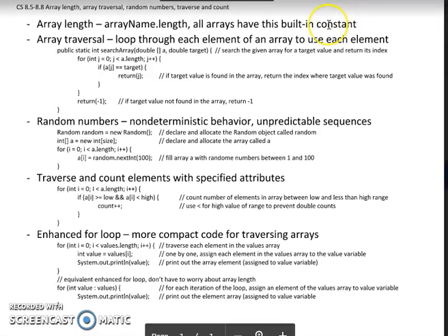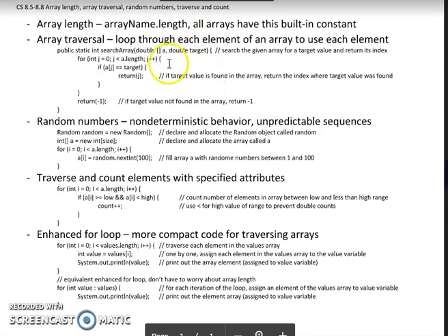And when I say constant, it means as soon as you declare the array and the size, that becomes a constant value, the length of the array. You could access it any time. When you're traversing an array, that means you're starting from a certain index and you're going through to another specified index that you decide on.